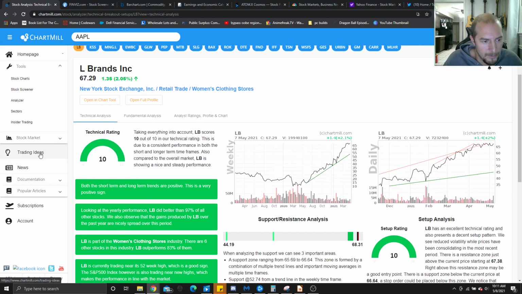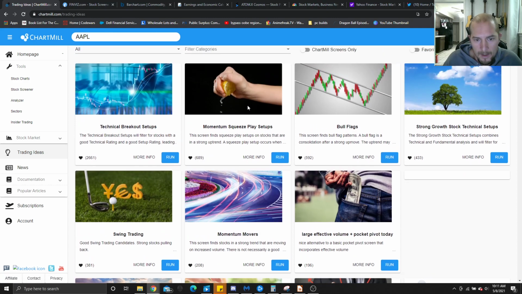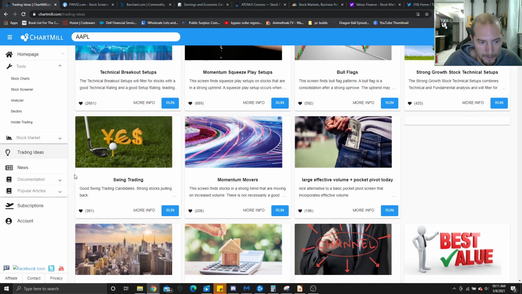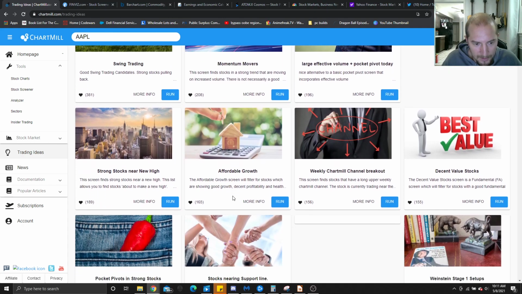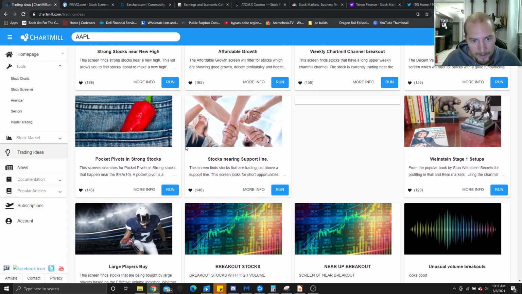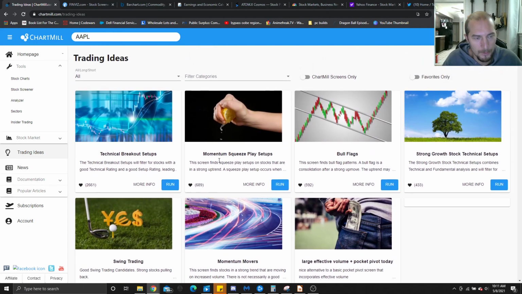And then if you click over on this trading ideas tab, you'll get basically a lot of the same thing. You can see there's bull flags, momentum squeeze, growth stocks, swing trading ideas, and different ideas. It is important to note though that you should not base your trades solely on tools like this, because they are just tools. So check out ChartMill here and have a look around, see what you can see.